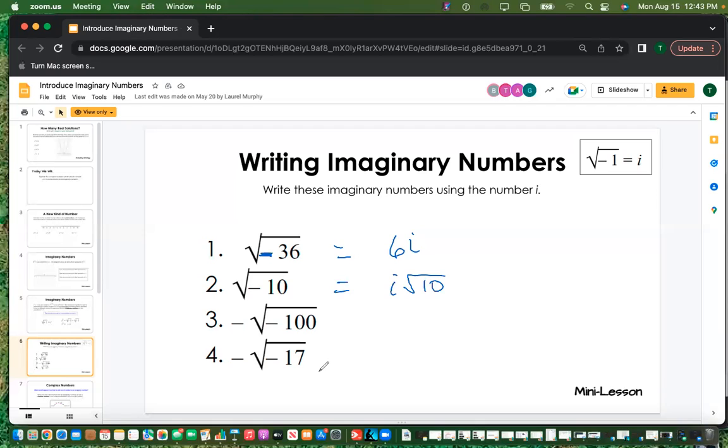Okay. Now these two have been positive so far. On these next two, there's a negative out front, and you're going to keep that negative when you write out your answer. Can you try 3 and 4?